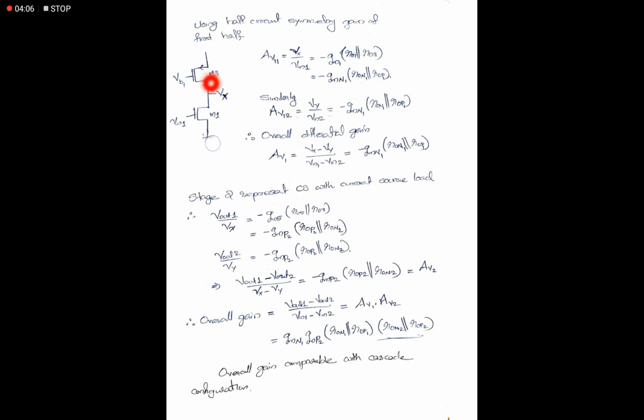For the first stage we calculated AV using half circuit analysis. We get the first stage gain as minus GMN1 times R0N1 parallel to R0P1. Similarly, for the second stage, the output of the common source stage is minus GMP2 times R0P2 parallel to R0N2. When we multiply these, we get the overall gain.